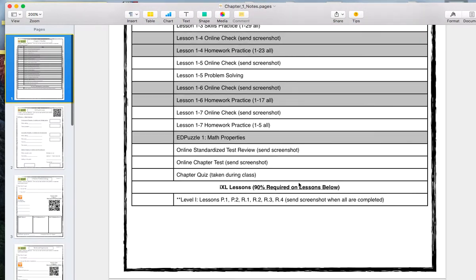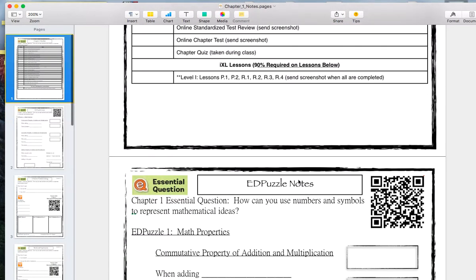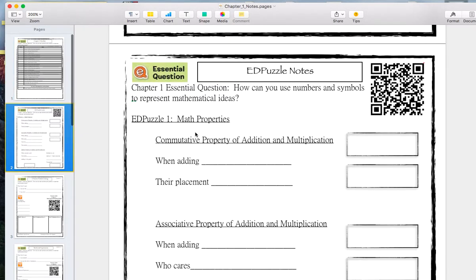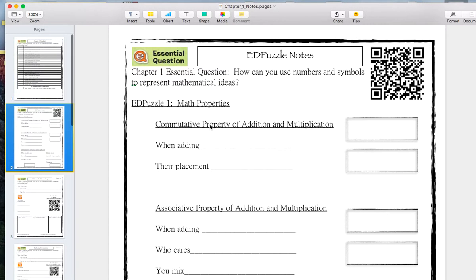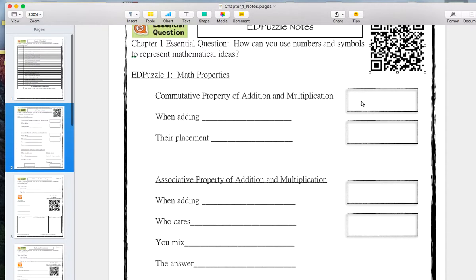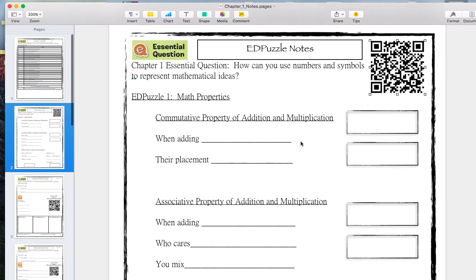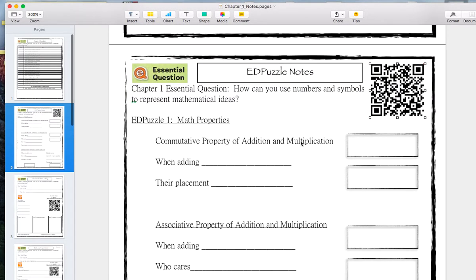Let me scroll back up to the top here of your notes. This is the Edpuzzle notes, and you only have one Edpuzzle this chapter, and it's about math properties. So you can scan this QR code here and watch that, and then fill in the blanks on this sheet as you watch that Edpuzzle. In future chapters, you'll have more than one Edpuzzle, but for this first chapter, we'll start slow, and you just have one to watch for this chapter.